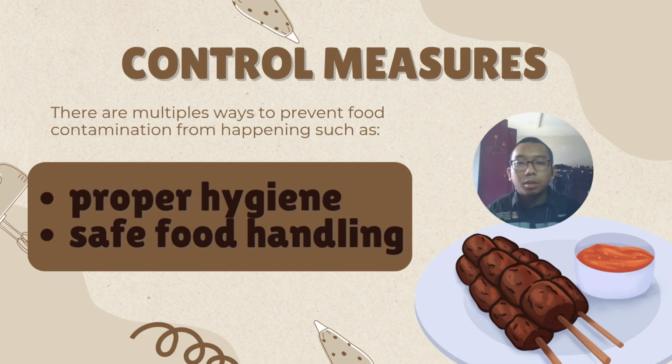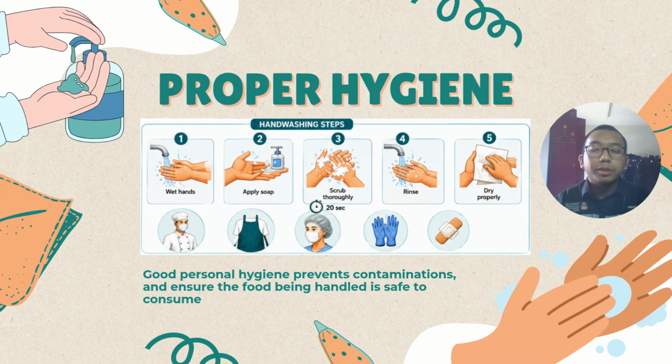So today I will be talking about the control measures. Based on the video, there are multiple ways to prevent food contamination from happening, such as proper hygiene and safe food handling. Firstly, we will be talking about proper hygiene. The simplest way is by washing our hands. There are five steps for washing hands. First, wet the hands with warm water. Secondly, apply soap onto our hands. Thirdly, scrub thoroughly for about 20 seconds.